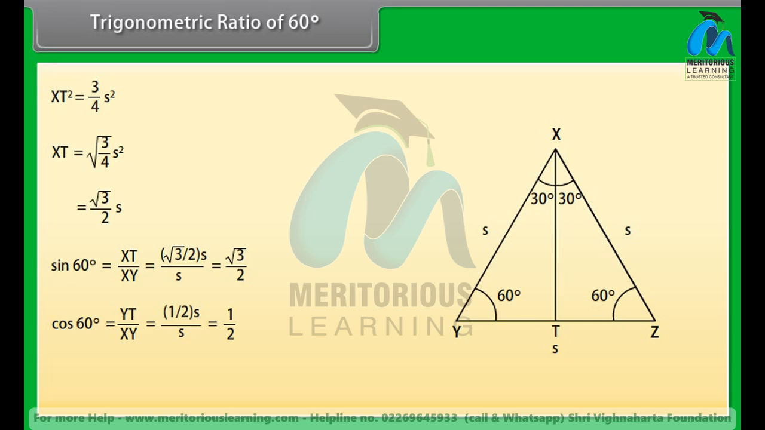Cos 60 degree is equal to YT upon XY, which equals 1 upon 2S upon S, which is 1 upon 2. Tan 60 degree is equal to XT upon YT, which equals square root 3 upon 2S upon 1 upon 2S, which equals square root 3.